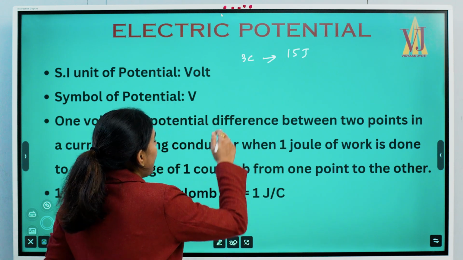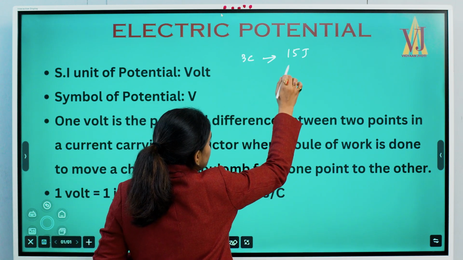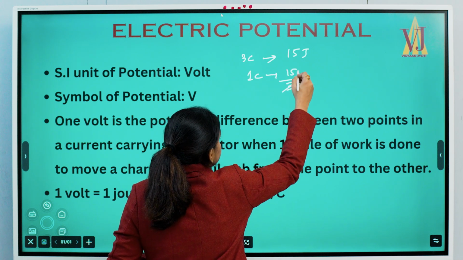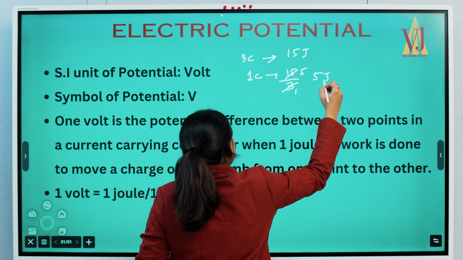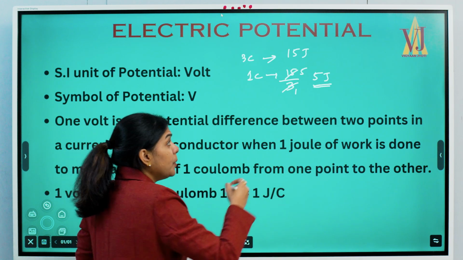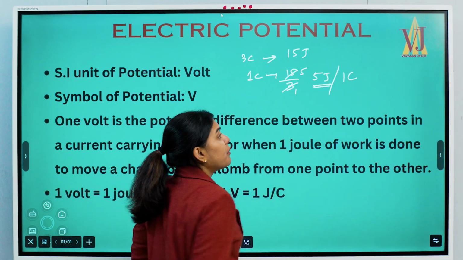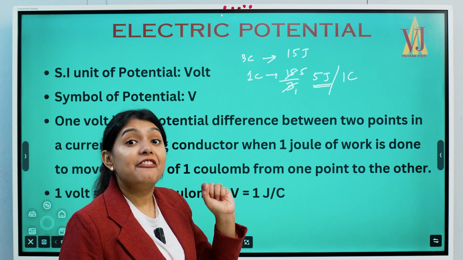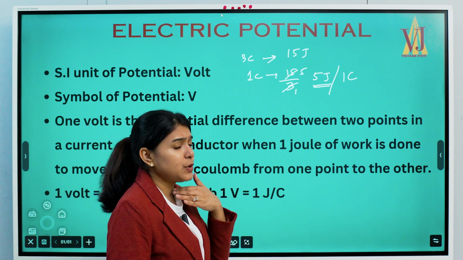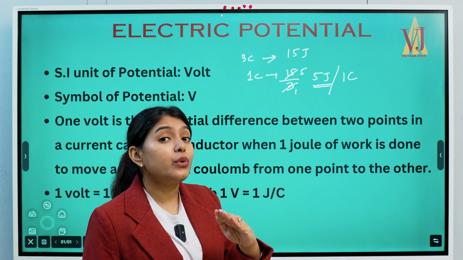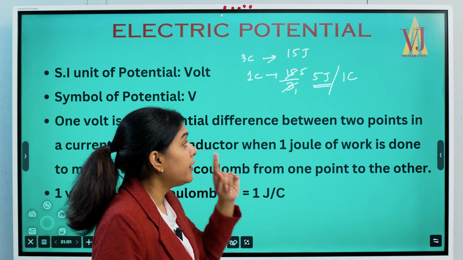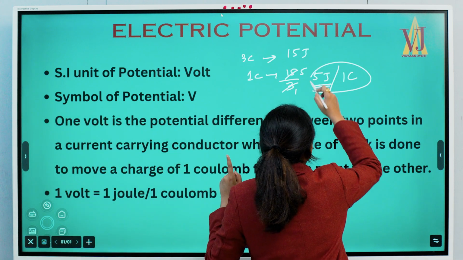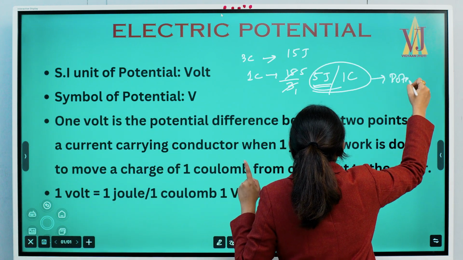So for that case, what will happen? If for 3 coulomb, 15 joules are done, that means for 1 coulomb, it will be 15 by 3. That means 5 joules of work will be done, per 1 coulomb. So for each and every coulomb of charge, how much work are you doing? You are doing 5 joules of work. Now this is what we can say is the potential.